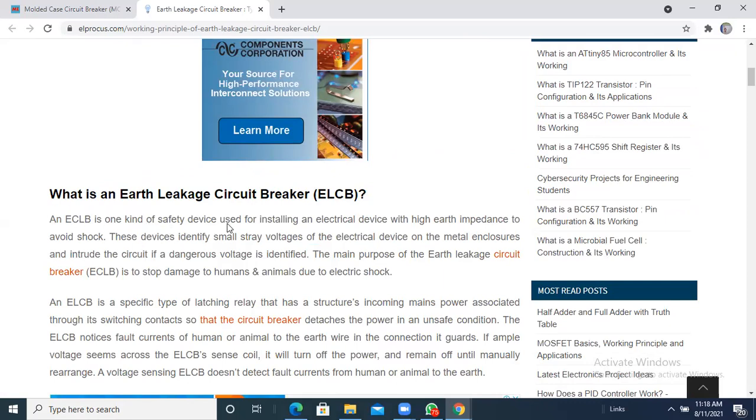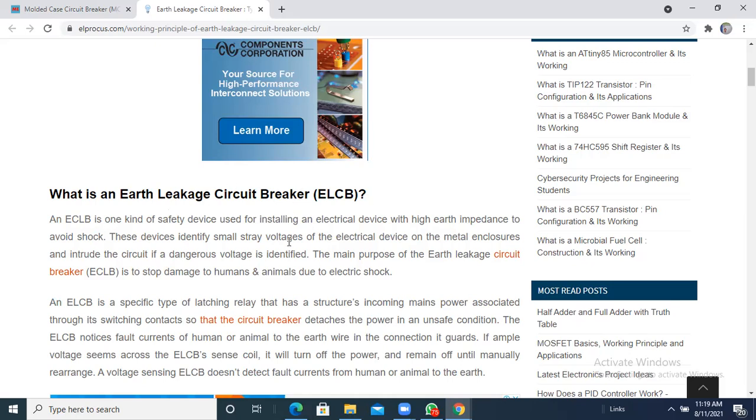ELCB is a kind of safety device used for installations with high earth impedance to avoid shock. Actually, earth should have low impedance, then only will current enter the ground. Suppose there is high earth impedance, then this ELCB should operate. Remember, the impedance of the earth is always 0. When impedance is 0, the entire current will flow into the ground. If there is high impedance in the earth, then there is some fault, and then ELCB has to operate.